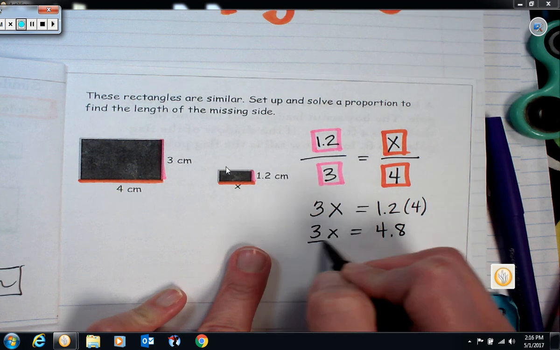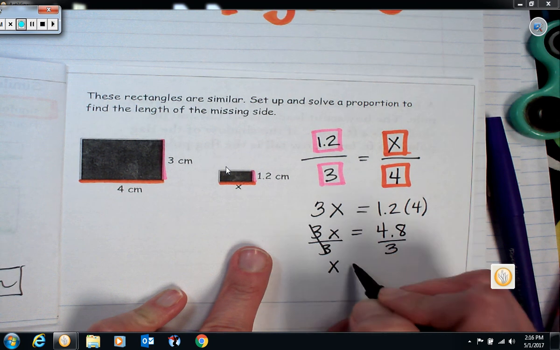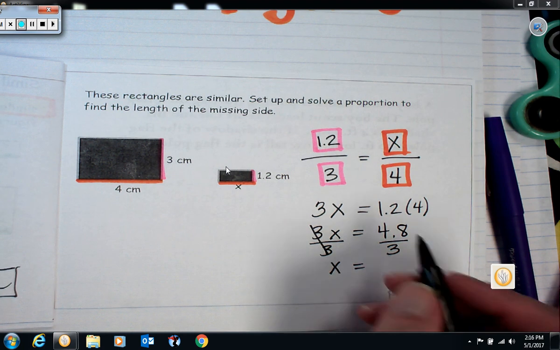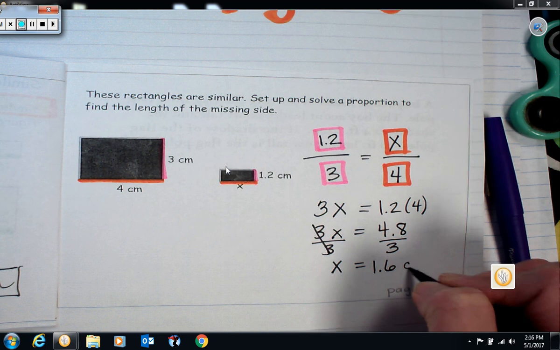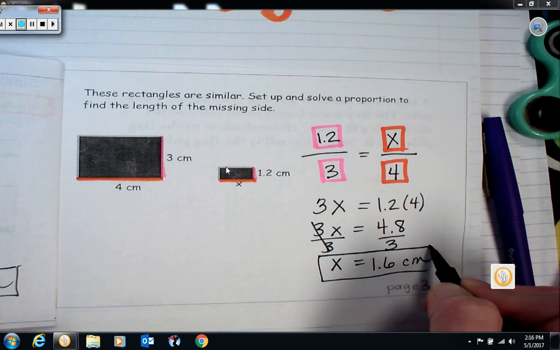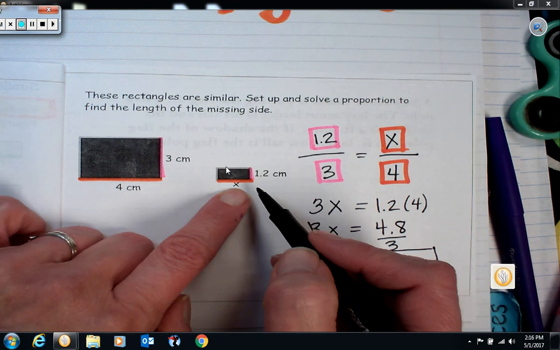Then I want to isolate that variable. The inverse of multiplying by 3 is dividing by 3. And 4 8/10 divided by 3 is 1 6/10. And this is centimeters. So that's the side length of the large side of the small shape.